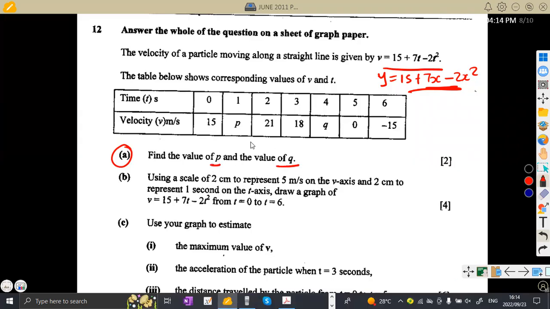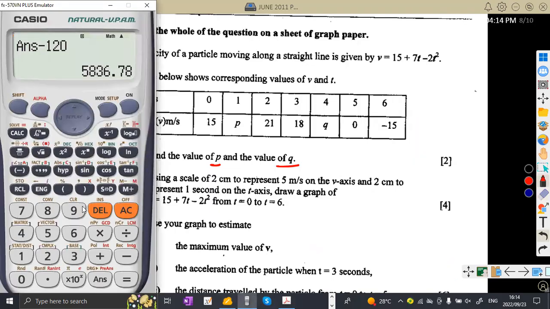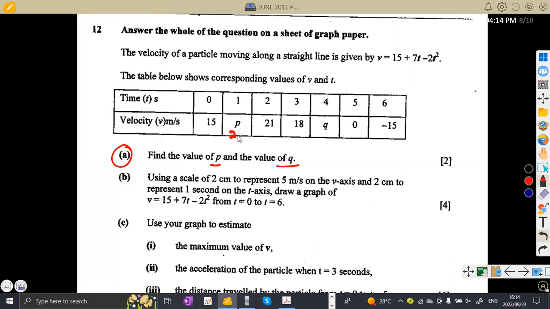So the value of Q, the value of P, is simply substituting into the equation we are given. In place of t, we're just going to substitute. Guys, this is 2 marks, which means each one is 1 mark. On your calculator, you can substitute like this: 15 plus 7, open bracket, and put the t, which is 1. So your t is 1, so it's 7 times 1, minus 2t squared, 2 times 1 squared. You put that in, you get your answer, which is 20. So P here is 20.